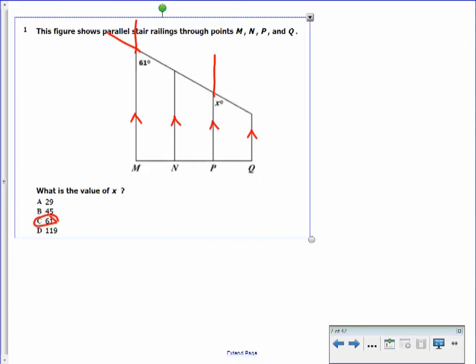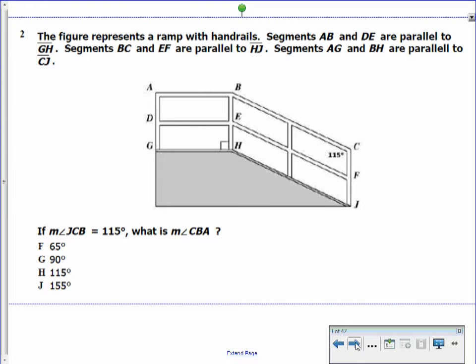Question on number 1? All right, so we move to 2. This time we have a ramp with handrails. Segments AB and DE are parallel to GH. So AB is parallel to DE and GH, all of those things are parallel to one another. Segments BC and EF are parallel to HJ. So that also means that we have these guys all being parallel to one another.